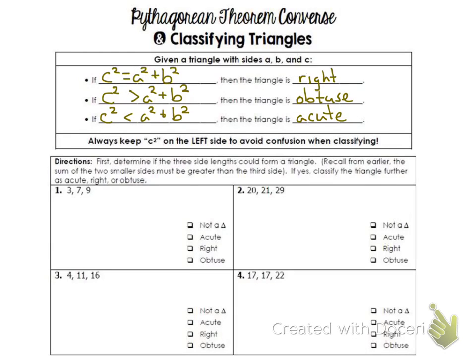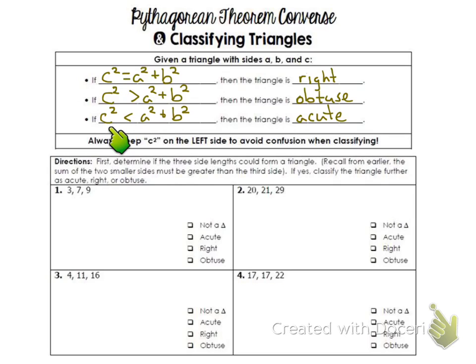The Pythagorean converse allows us to classify which type of triangle we have by the side lengths. We have three options we're looking at. We're either going to have a right triangle, an obtuse triangle, or an acute triangle. If we set it up so that the longest side is by itself, and that's our c squared, and the other two values are squared and added together, it gives us an inequality.